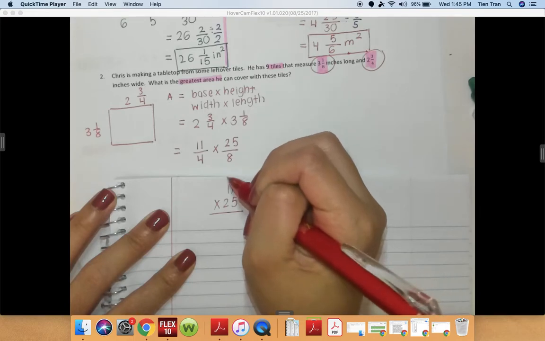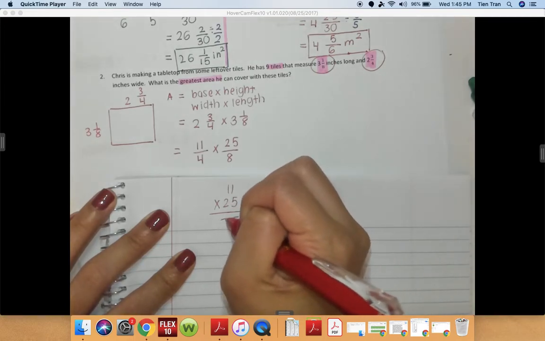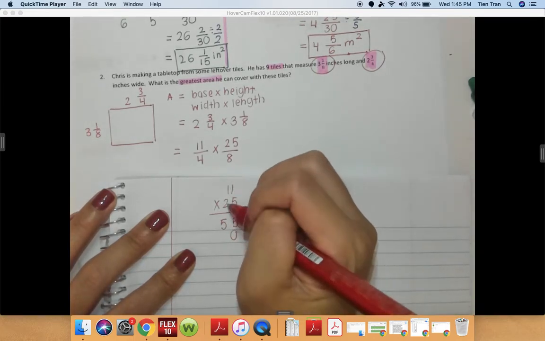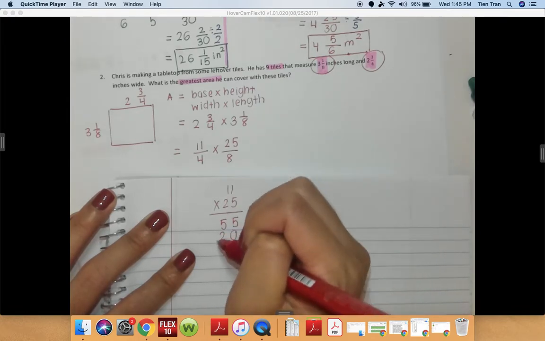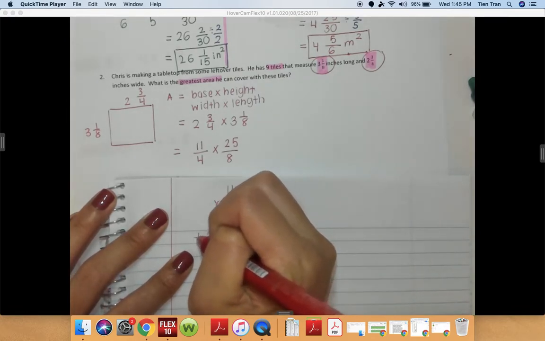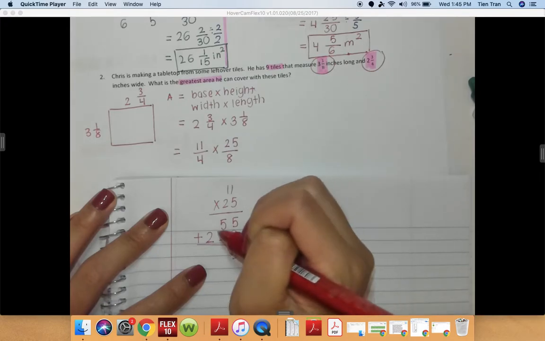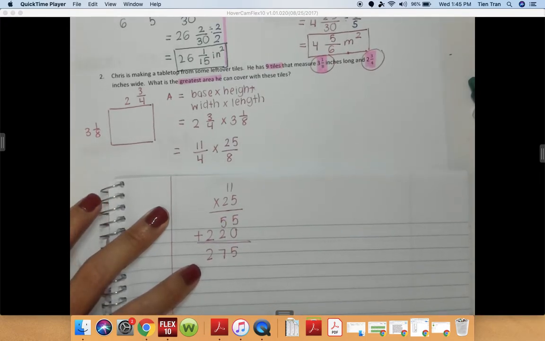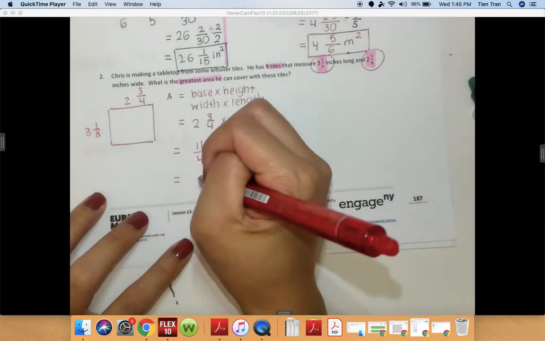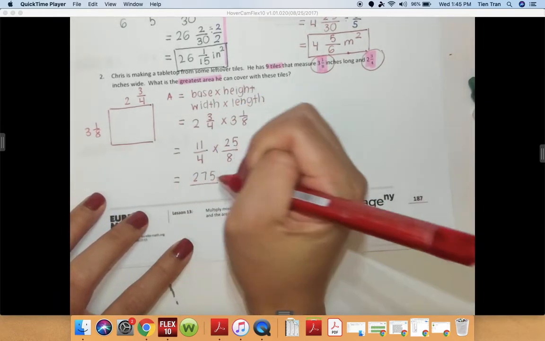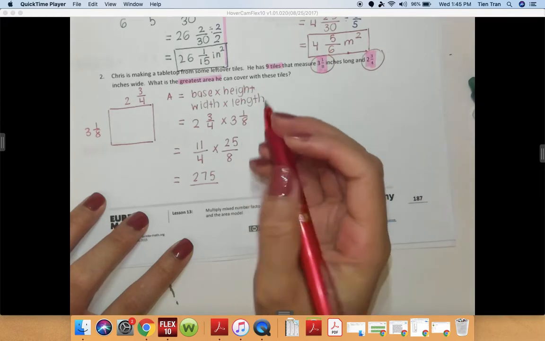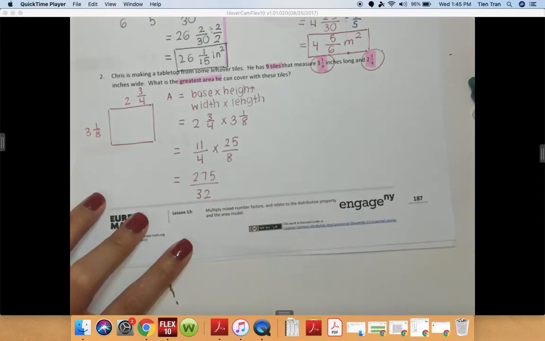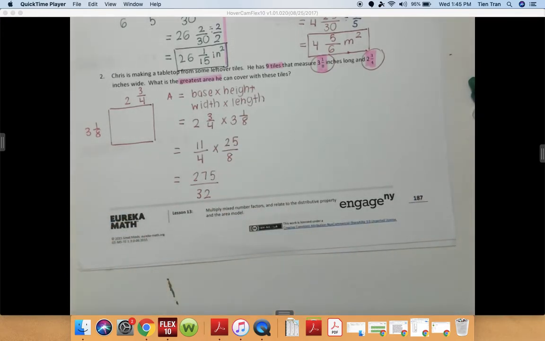5 times 1 is equal to 5. 5 times 1 is equal to 5. Bring down my 0. 2 times 1 is 2, and 2 times 1 again is 2. 5 plus 0 is 5. 5 plus 2 is 7. Bring down my 2. I get 275. And 4 times 8 gives me 32. So now I am going to divide.